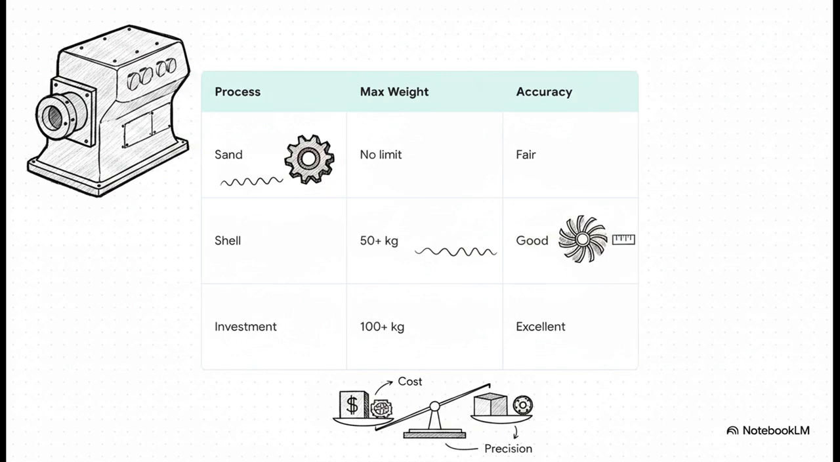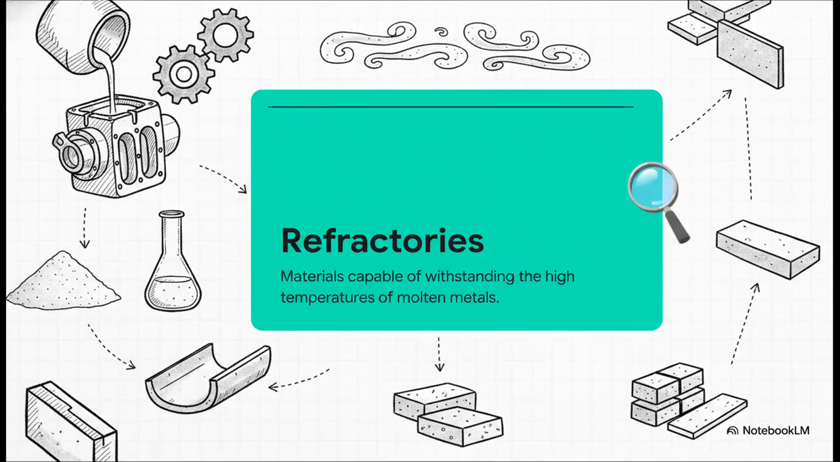If you step up to something like shell molding, your dimensional accuracy improves to good, but you're generally capped at around 50 kilograms. And then you have investment casting, which offers excellent accuracy, but again, comes with its own weight and cost limitations. So it's always a balancing act between size, cost, and how precise you need the part to be.